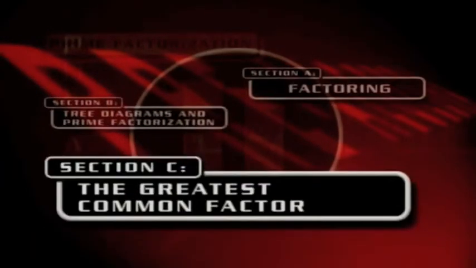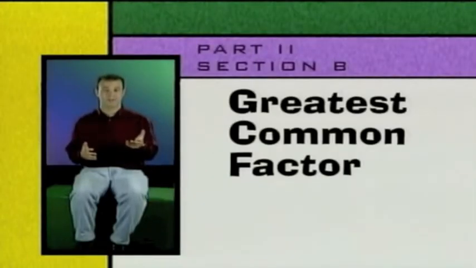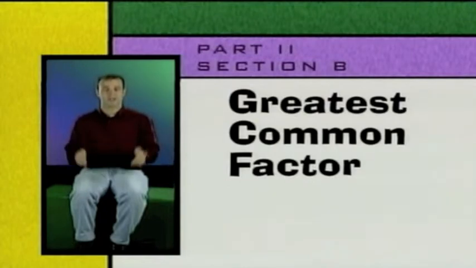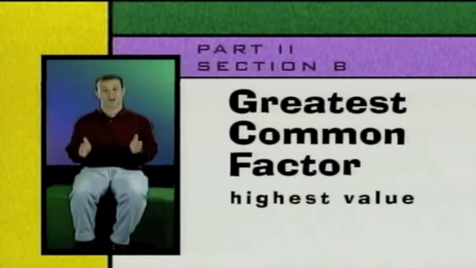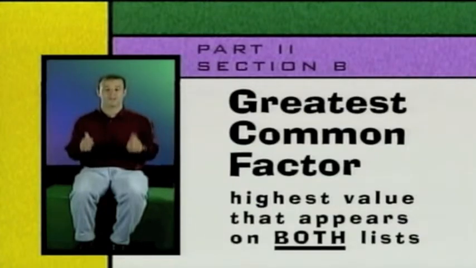Section C, the greatest common factor. The best way to introduce the greatest common factor is to pick a couple numbers and factor them like we've been doing. The greatest common factor is going to be the factor with the highest value, or largest quantity, that appears in both lists of factors.